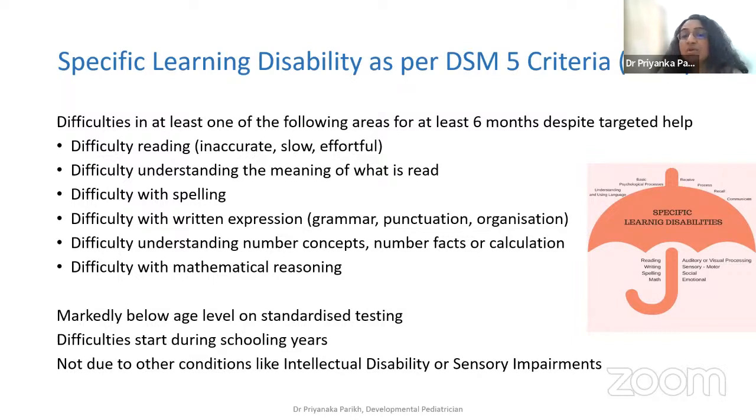And it is again not due to any other sensory impairments like a visual or hearing impairment. That's the reason why we need to do those tests also before we do any testing. It is also not due to any other psychosocial adverse events, and it is also not due to lack of educational instruction or lack of opportunity for education. So a child who has not got an opportunity to go to school and is not doing well, we cannot label the child as having a learning disability.